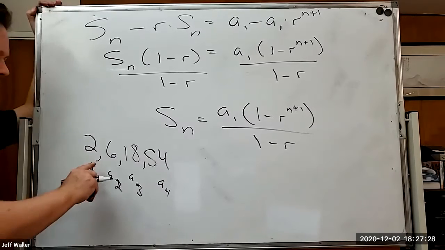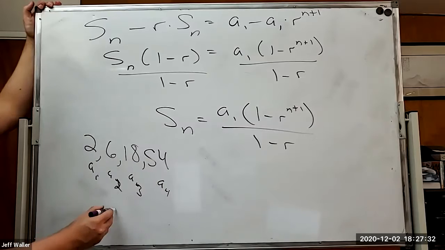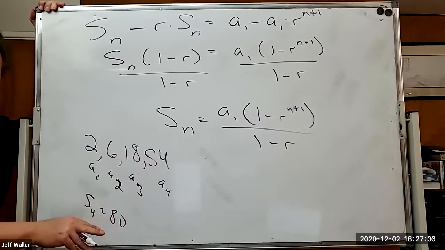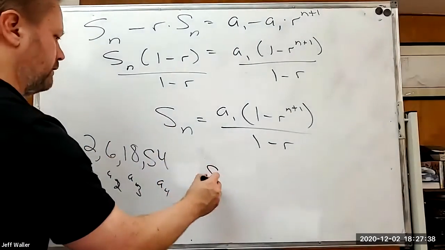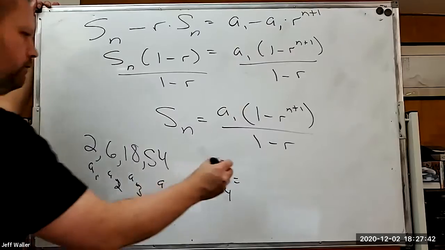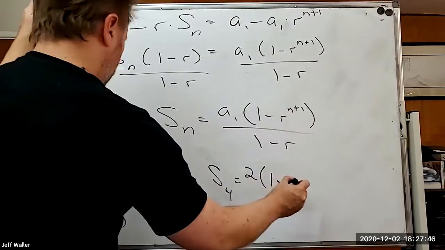So let's check this out. If I just add these up, I get 8, 26, 80, right? So I get S4 is 80. I can see that. So let's see if this gives me that same thing. S4 equals 2. This is what I'm worried about. I don't think that's quite right, but let's find out.